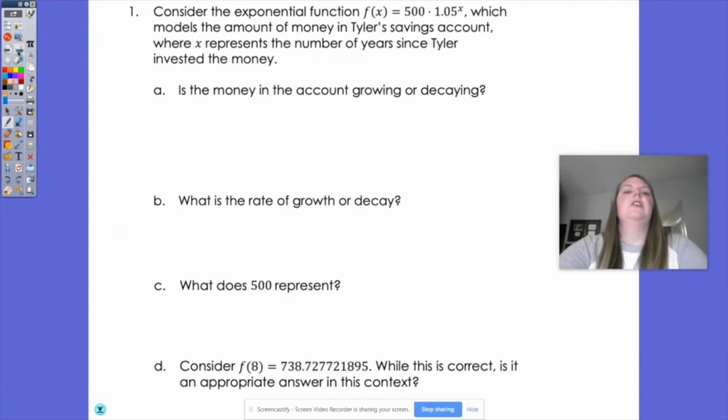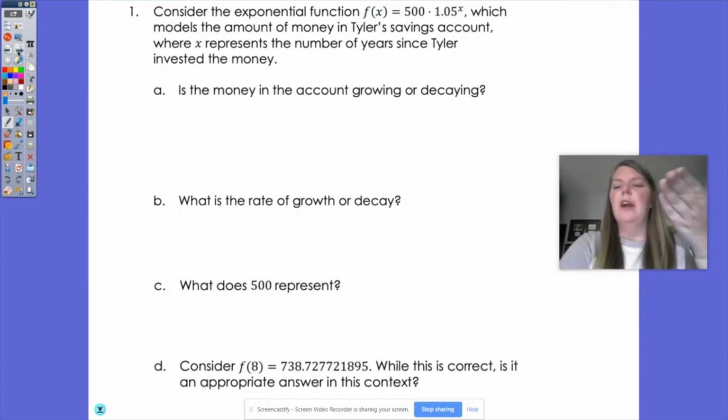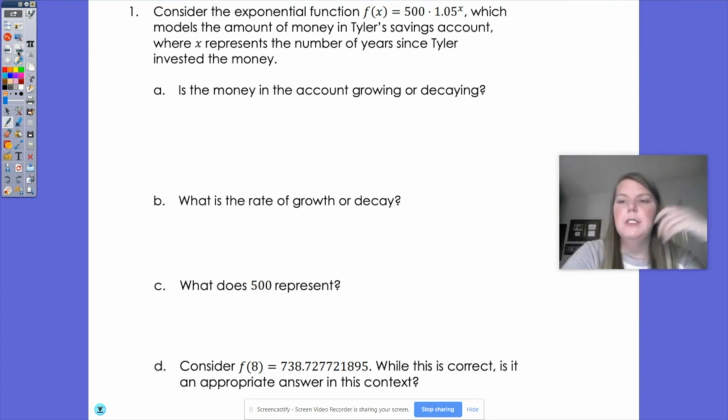So let's read this function. It says, consider the exponential function f of x equals 500 times 1.05 to the x. That's kind of where I was talking about. We're going to be dealing with a lot of decimals on this one. This models the amount of money in Tyler's savings account, where x represents the number of years since Tyler invested the money. So 500 and 1.05 to the x, and x is representing years.